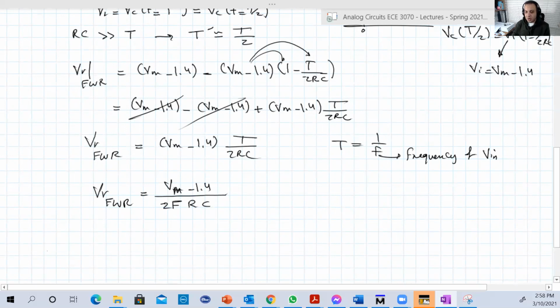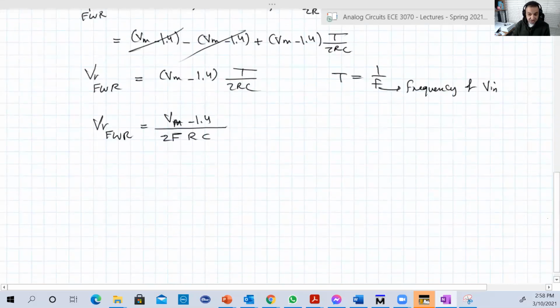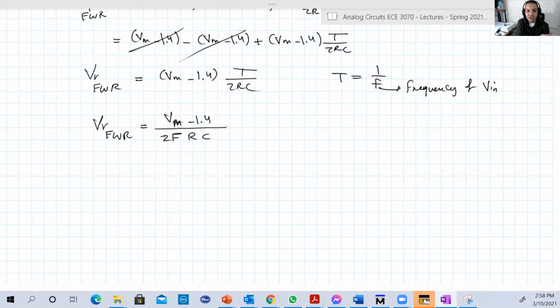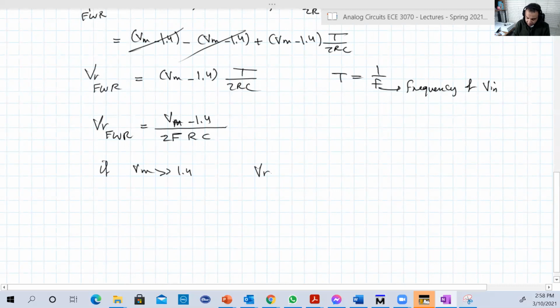Let's now ignore the 1.4. This is a fair assumption because Vm is usually very high. If the input comes from the standard outlet in your home, it will be around 155, so it's much greater than 1.4. So if Vm is much greater than 1.4, the ripple of the full wave rectifier will be Vm over 2fRC.